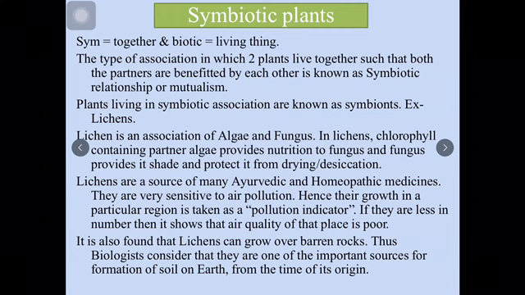So they decide that they will live together. Algae says that I will give you the nutrition and in turn you protect me from the sunlight. So they start living together, and when they live together, they are termed as one organism, that is called lichen. So what are lichens? Lichen is a symbiotic association of algae and fungi. In lichens, the chlorophyll-containing partner algae provides nutrition to fungus, and fungus provides shade and protects it from drying or desiccation. Lichens are a source of many Ayurvedic and homeopathic medicines.